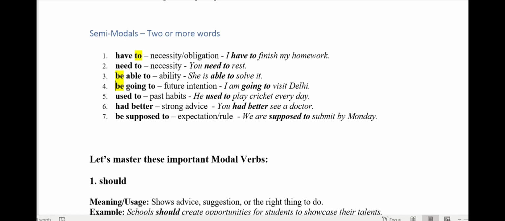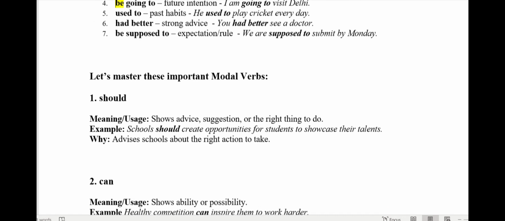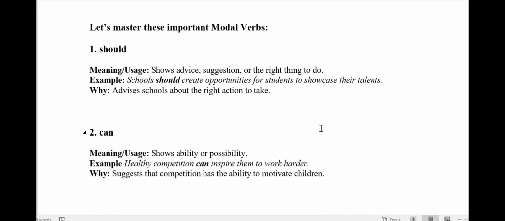Okay, now the continuation part is, let's master some of the most important words. In what way? Understand the usage one more time, study with an example, and really understand why we are using this particular word only, not the other modal verbs. Right. So here the word is should. What is its usage for? For advice, suggestion, or the right thing to do.